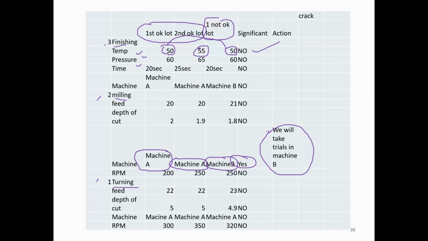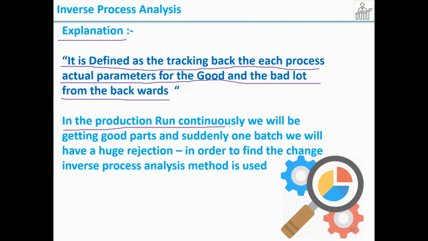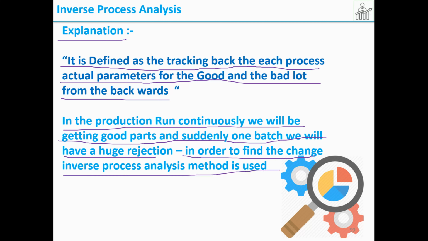So what action will we take? We will take trials in machine B and see whether machine B is producing cracks or not. Then we'll fix it. In this way, we can do inverse process analysis and find the root cause for any sudden defect in a batch. The explanation: it is defined as tracking back each process's actual parameters for the good and the bad lot from the backwards. In continuous production we get good parts, and suddenly one batch has a huge rejection. In order to find the change, the inverse process analysis method is used.